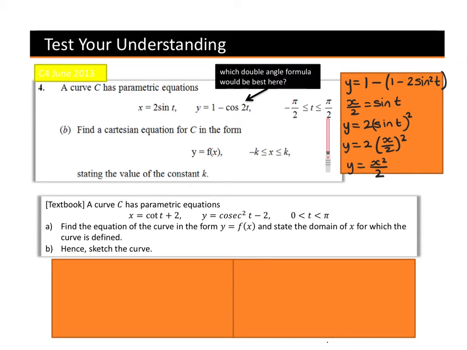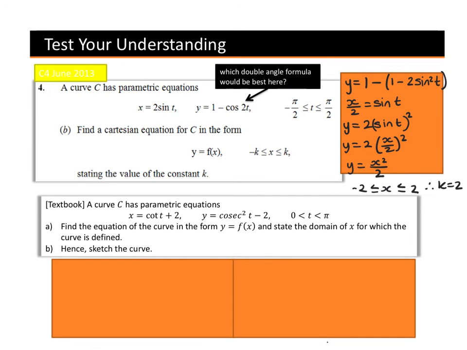Now, you know that sine of pi over 2 is 1. And then if you times it by 2, what do you get? 2. You know that sine of minus pi over 2 is negative 1. Multiply that by 2, minus 2. So our new domain is actually minus 2 is less than or equal to x is less than or equal to 2. Therefore, k equals 2. Does anyone need me to explain that a little bit again?